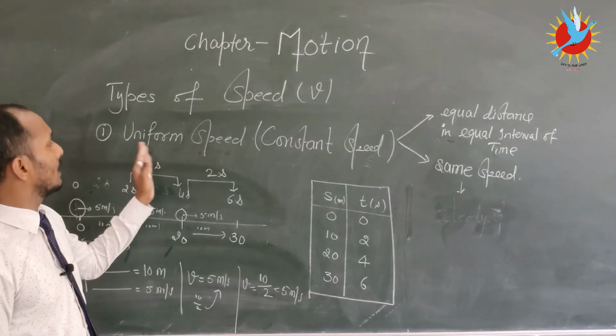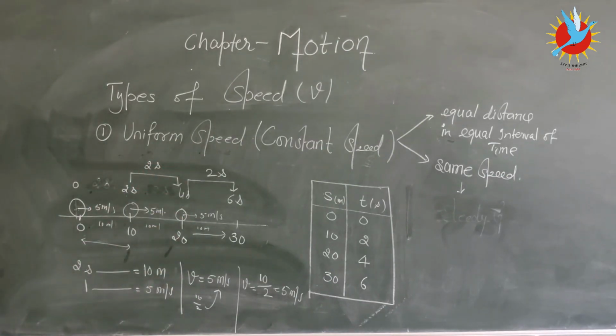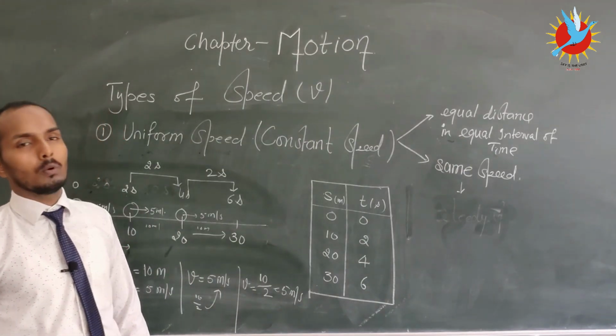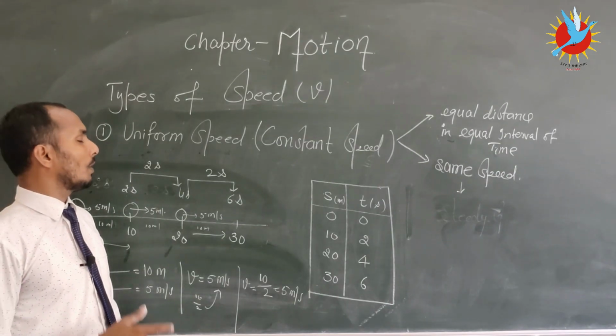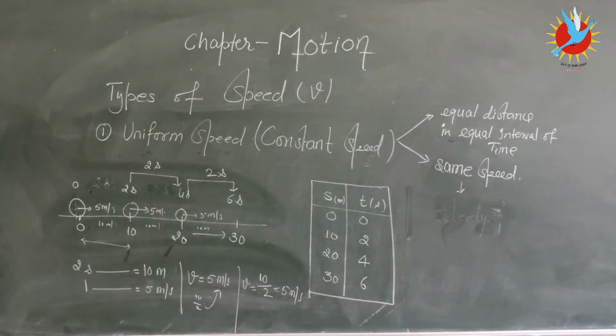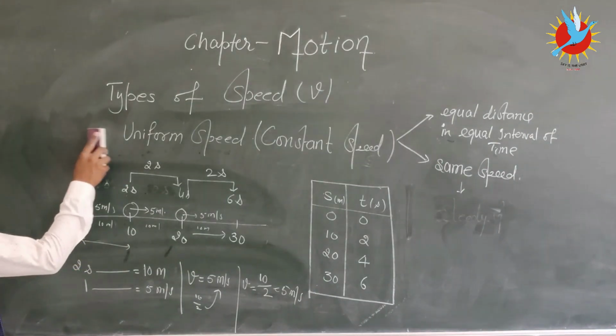So this is uniform motion. A body is said to be in uniform motion when it covers equal distance in equal intervals of time, or a body is said to be in uniform motion, uniform speed, when it is moving with the same speed. So both definitions are important.